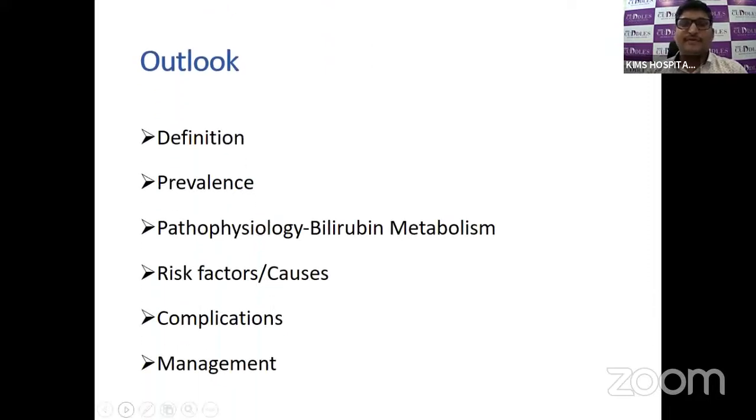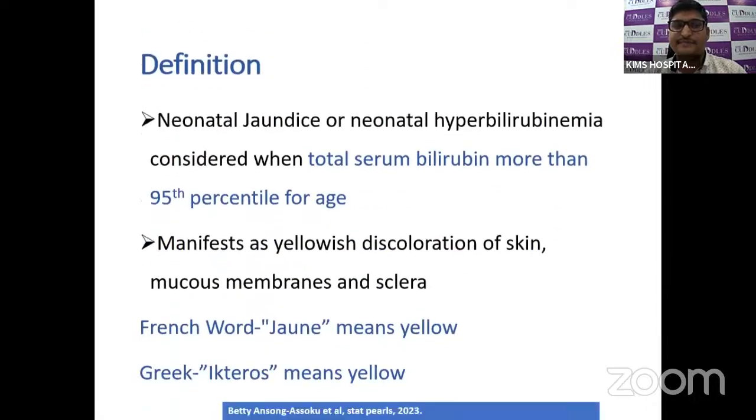So today the outline of the topic will be the definition and prevalence of neonatal jaundice, pathophysiology of bilirubin metabolism, what are the risk factors or causes of hyperbilirubinemia, what are the complications of hyperbilirubinemia, and let us look at the management part as well.